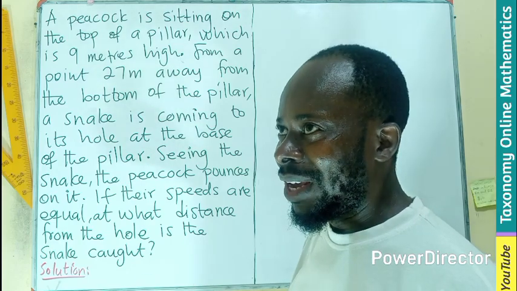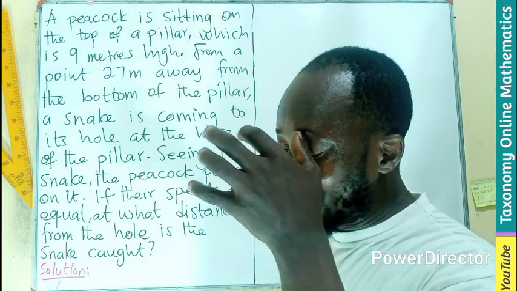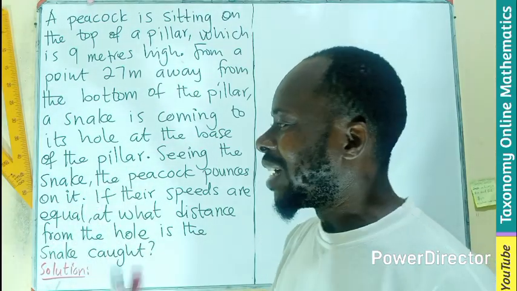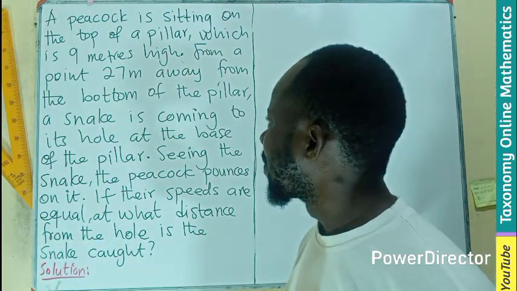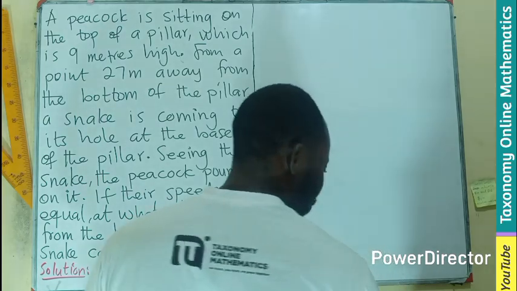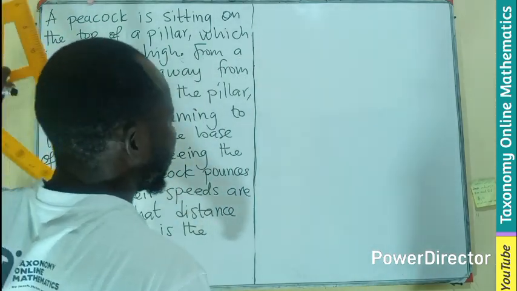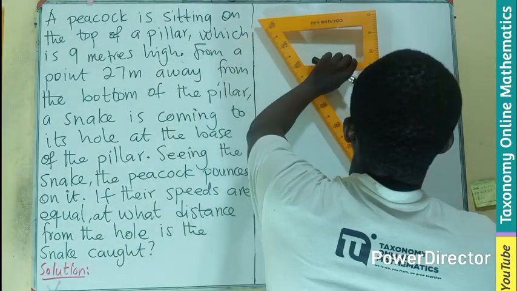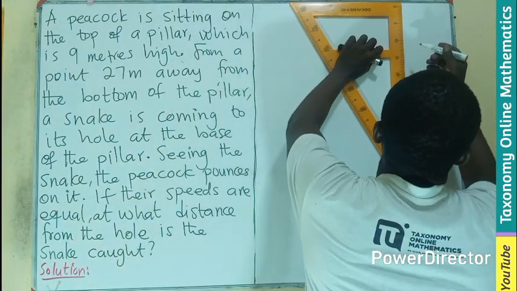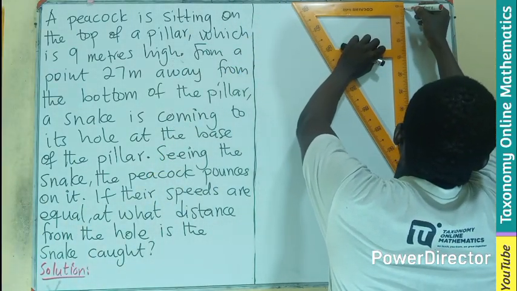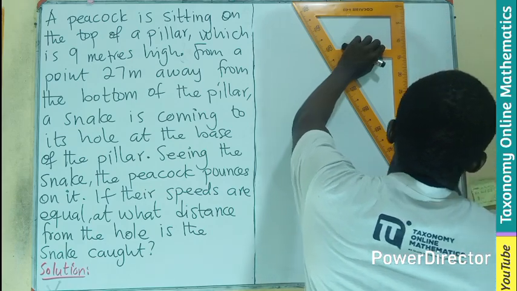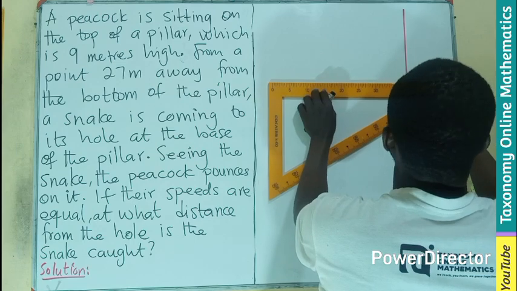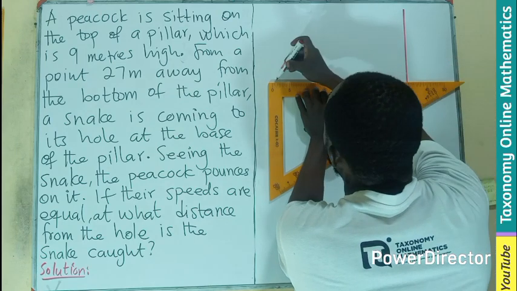So we need to make a sketch to represent their respective positions and see how we can deal with that. Let's begin by drawing the pillar. So let me see. The pillar is going to be on the ground. So let's make the pillar on the ground.